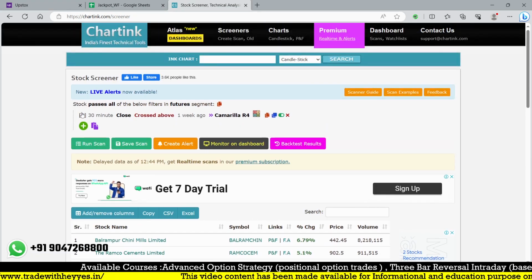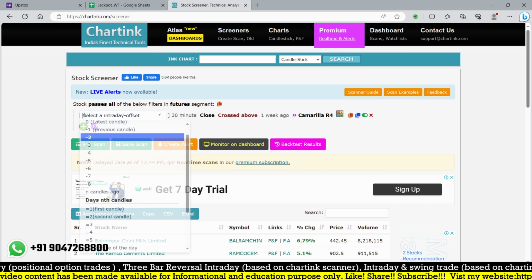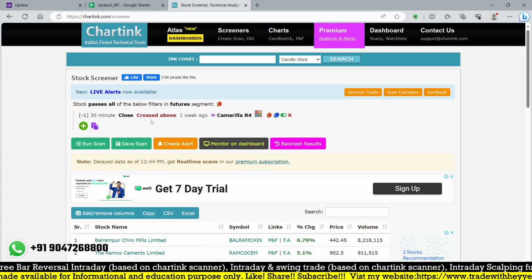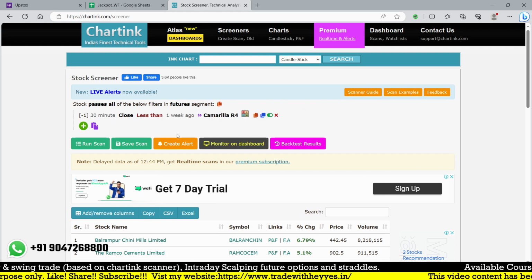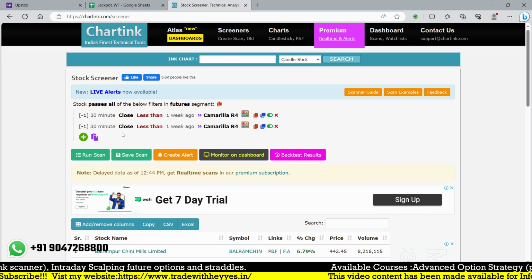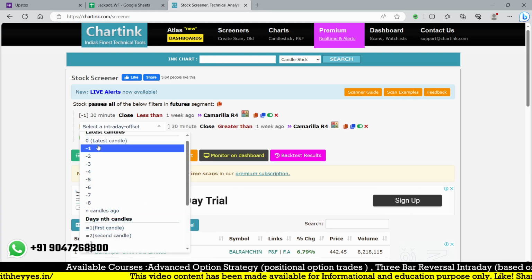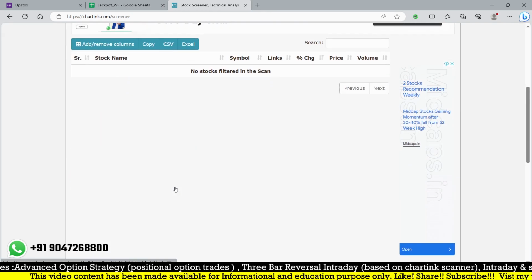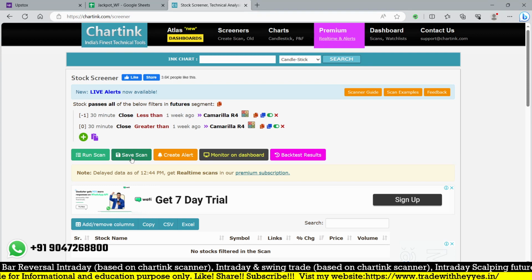To avoid that, we should use the -1 candle. Simply, I'm going to use the -1 previous candle with less than, and the same condition which you copy, and this time greater than. If you use this, you will get exactly the current candle which triggers that particular Camarilla R4 level on the weekly time frame.